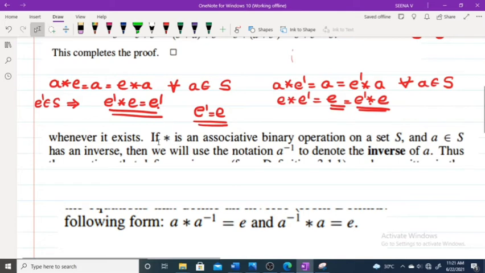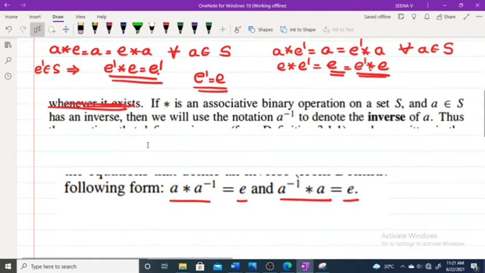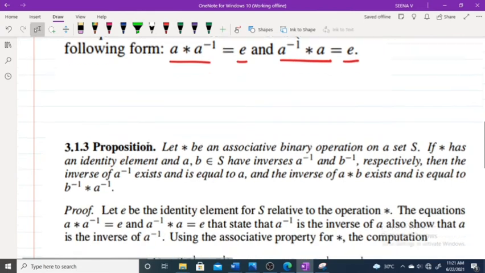Now we have one definition, a notation. If star is an associative binary operation on a set S and A belongs to S has an inverse, then we will denote by A raised to minus 1 the inverse of A. Therefore, A star A inverse equal to E and A inverse star A equal to E. Clear? That is only a notation.